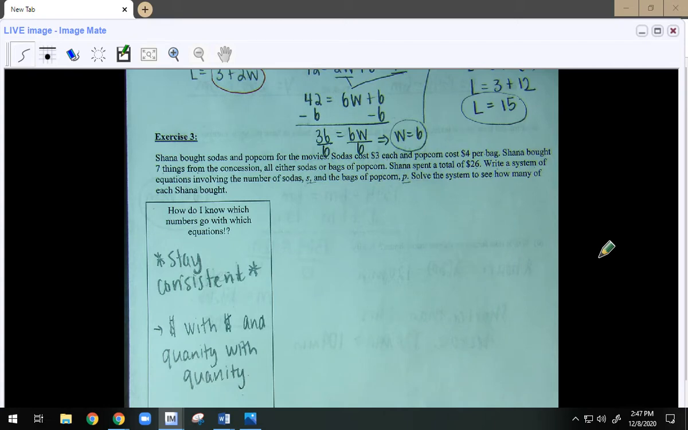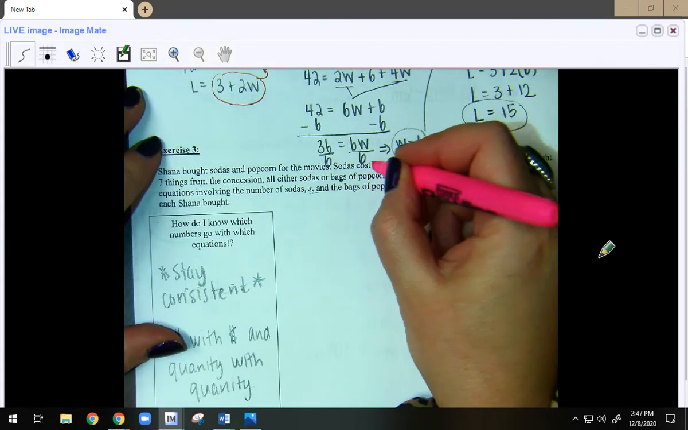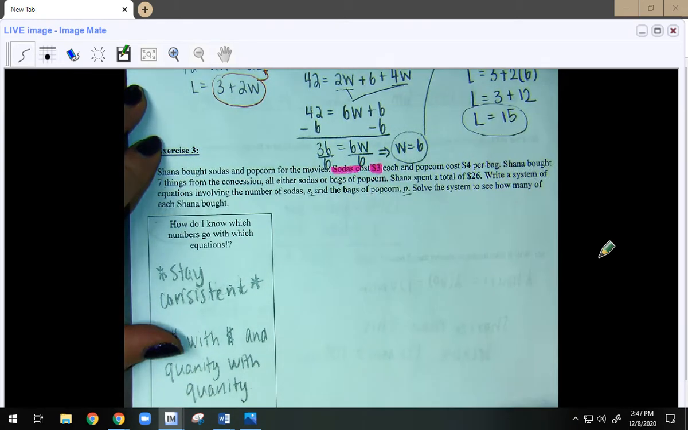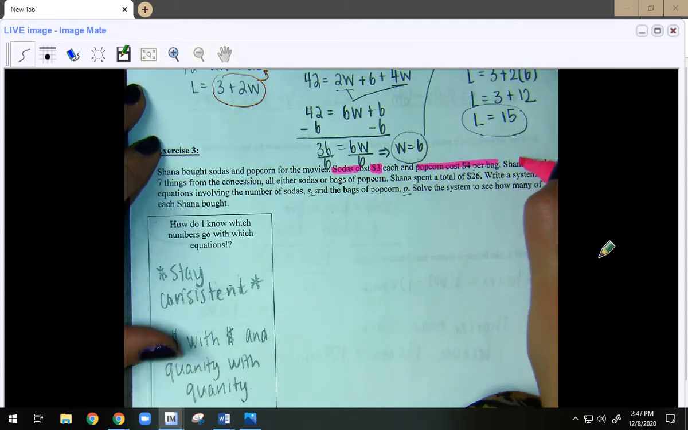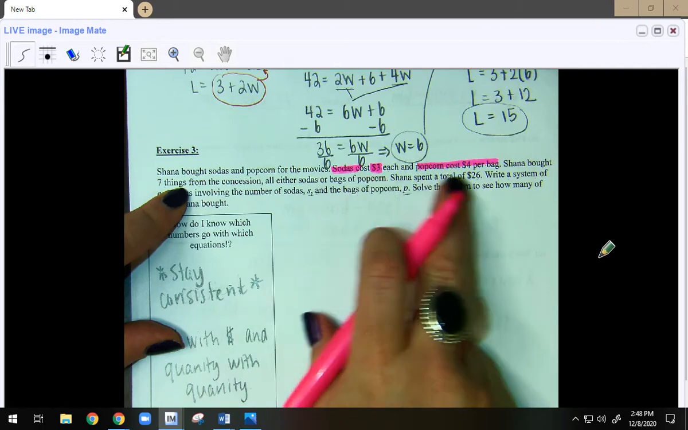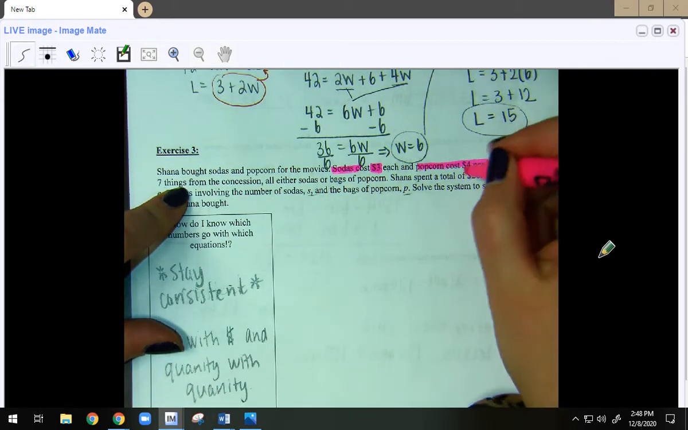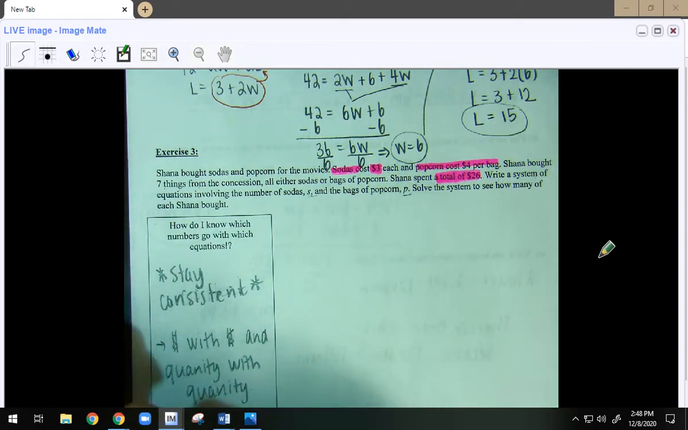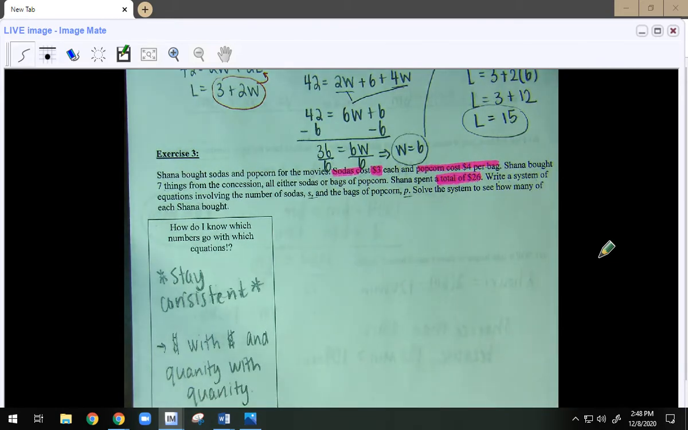So the first thing we want to do is we know that sodas cost $3. Popcorn cost $4, and she bought 7 things. Well, that has nothing to do with money, so I'm going to leave that alone. But she did spend a total of $26. So notice what I'm doing here. I have money, money, money. I'm keeping the money together.